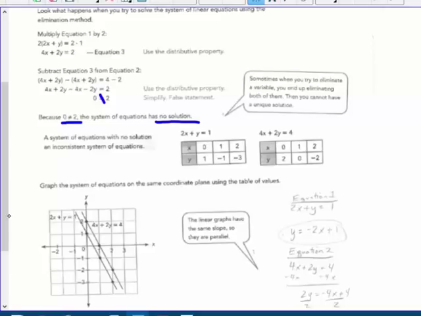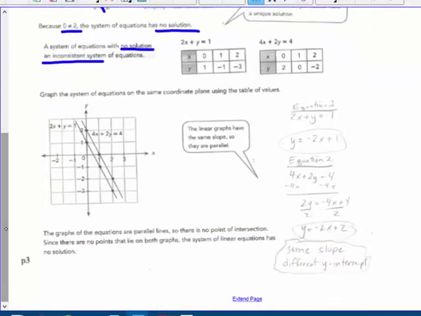Sometimes when you try to eliminate a variable, you end up eliminating both of them, and then you cannot have a unique solution. You get 2 constants that either equal each other or 2 constants that don't equal each other. 0 does not equal 2. A system of equations with no solution is considered inconsistent. No solution, inconsistent.